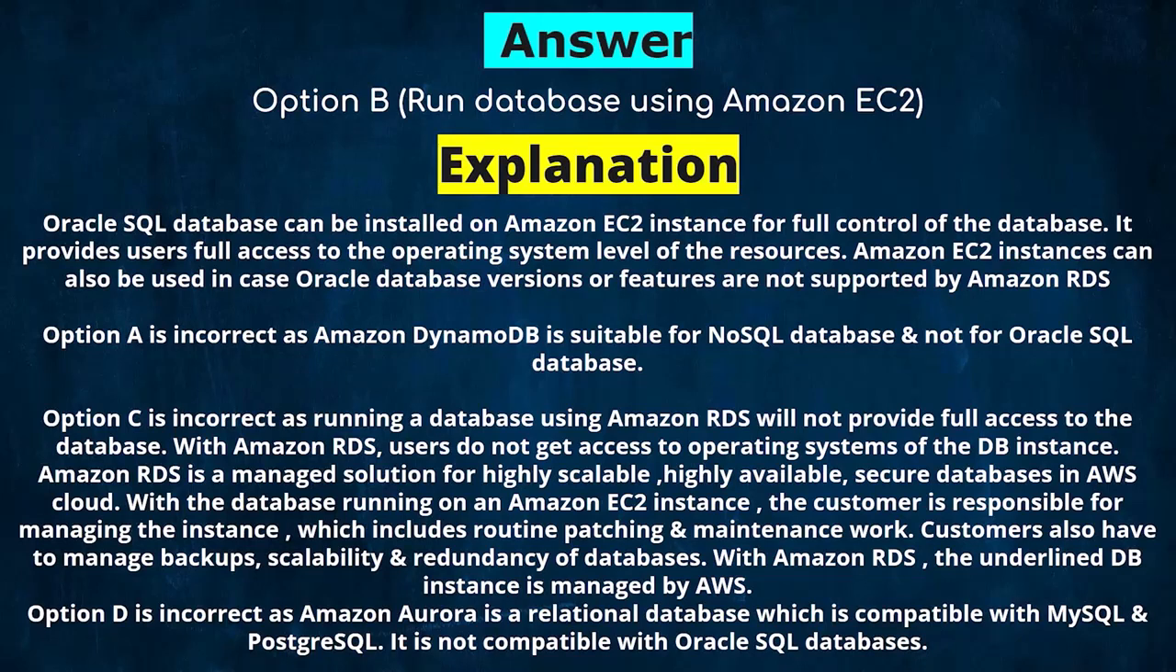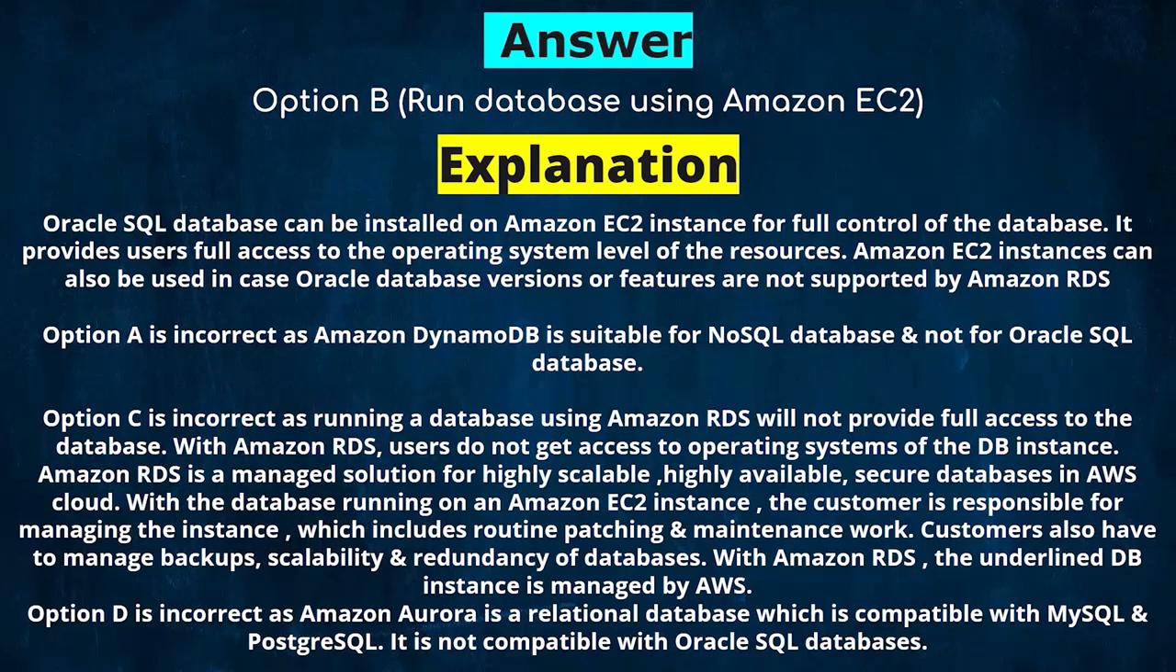Option A is incorrect, as Amazon DynamoDB is suitable for NoSQL database and not for Oracle SQL database. Option C is incorrect, as running a database using Amazon RDS will not provide full access to the database. With Amazon RDS, users do not get access to operating systems of the DB instance.